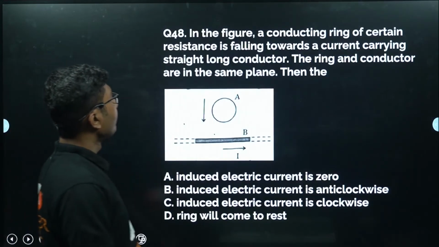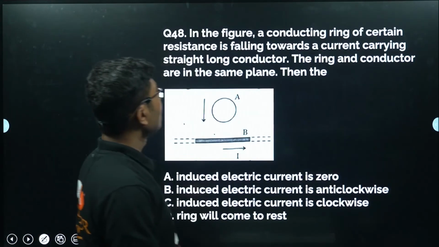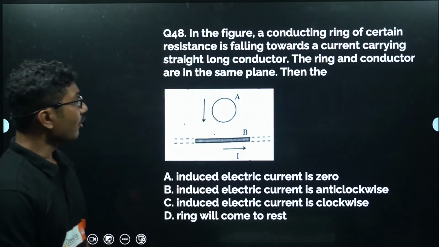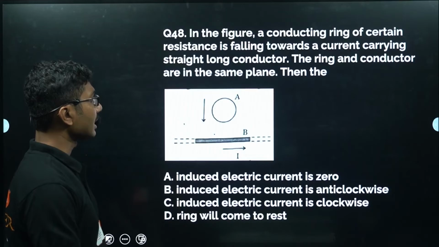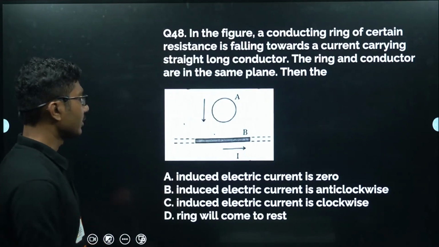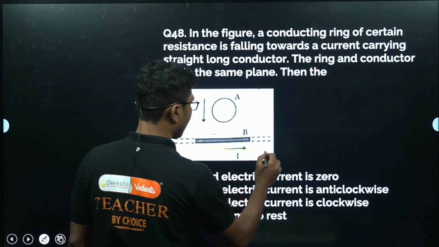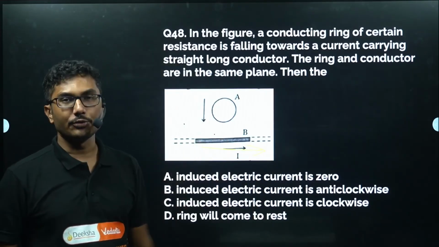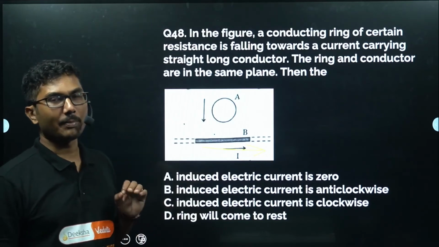Now question 48: in the figure, a conducting ring of certain resistance is falling towards the current carrying long straight conductor. The ring and the conductor are in the same plane. Okay, so current is flowing through this. Now it is a very conceptual question. You don't need to do any mathematics, but you have to apply the concepts.